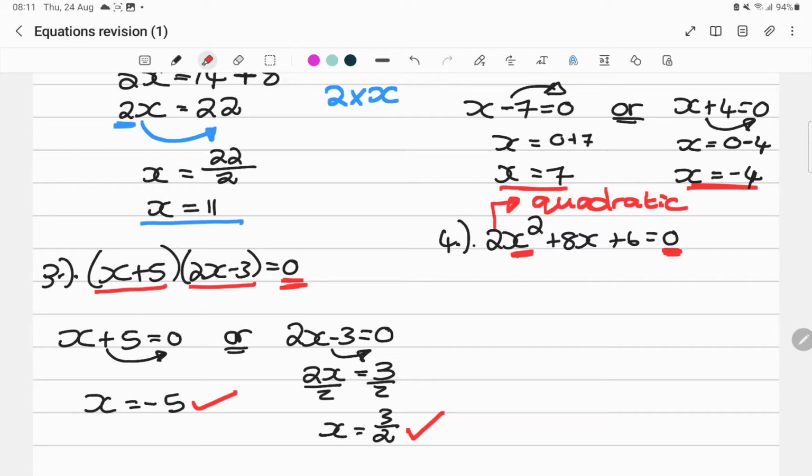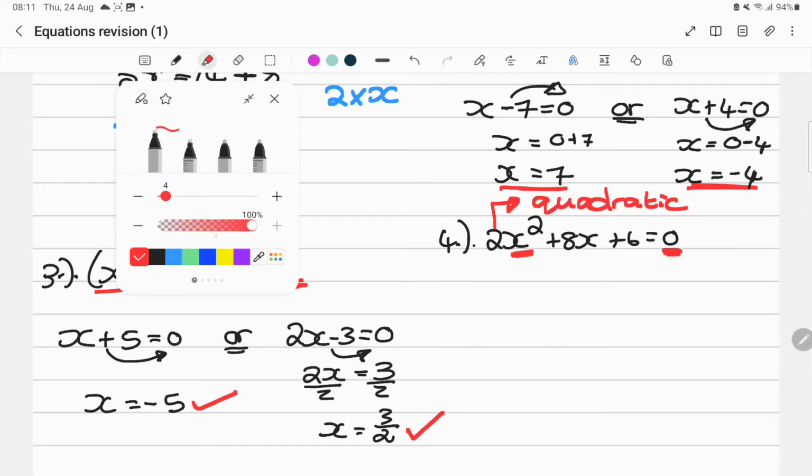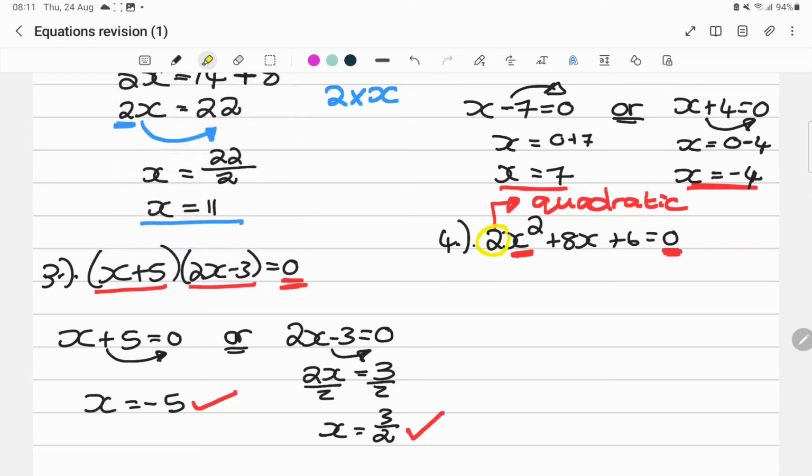Now your second step is you have to go and factorize. So let's have a look at this one. What type of factorization can I currently do here? Well, there I have a 2, there I have an 8, and there I have a 6. So we can take out a common factor of 2, which means if I take out my 2, I'm left with an x squared. 8 divided by 2 is 4, so I'm going to have a 4x, and then I have 6 divided by 2, which is 3. That's the first thing you can do.